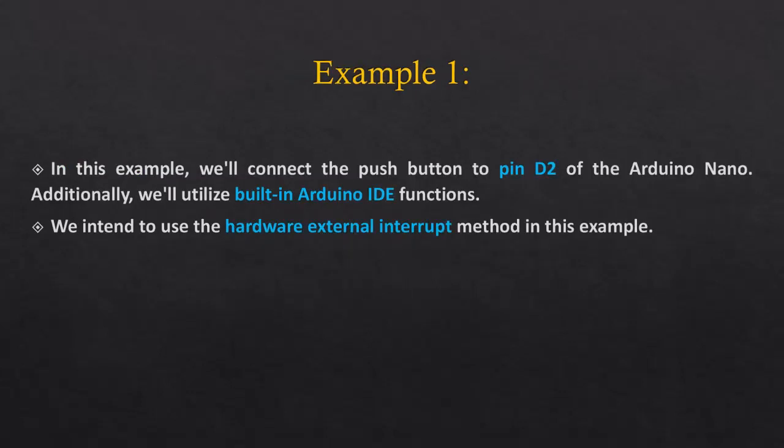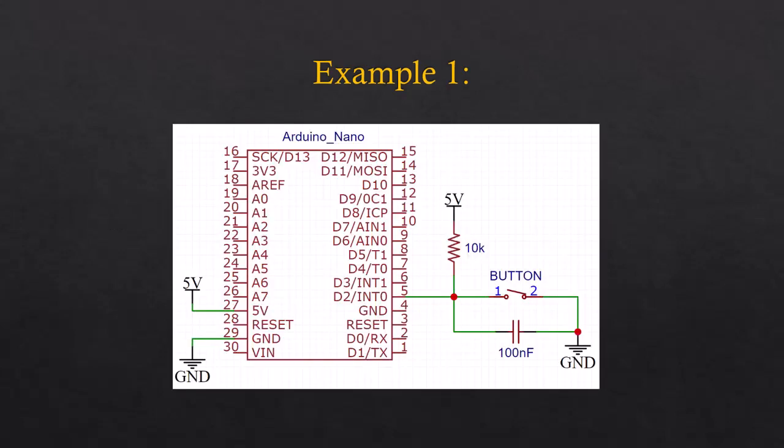Example 1. In this example, we'll connect the push button to pin D2 of the Arduino Nano. Additionally, we'll utilize built-in Arduino IDE functions. We intend to use the hardware external interrupt method in this example.